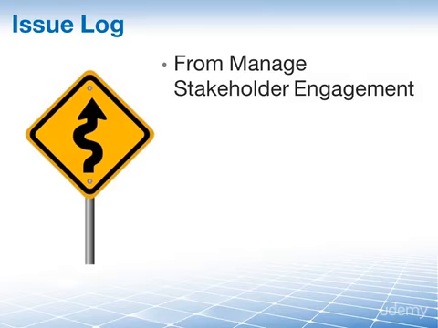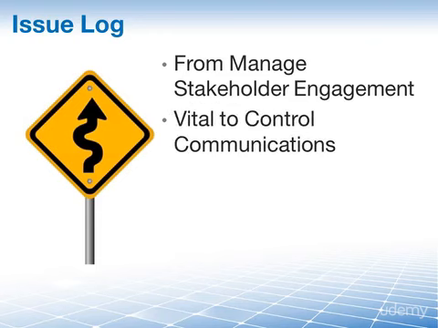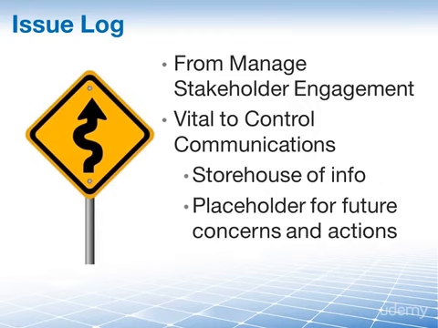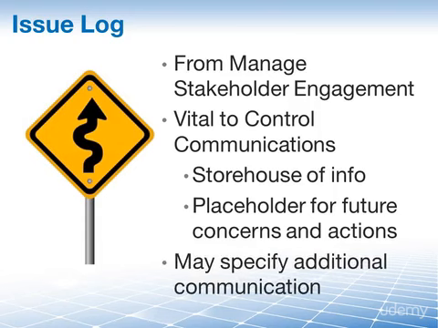The issue log is an output from the Manage Stakeholder Engagement process. The issue log is like a warning sign that you encounter while driving. It warns you to be prepared for what's ahead. It's up to you to pay attention to the information. This resource is a vital input to the control communications process. It's a storehouse of information about what has happened in the project. It's a placeholder for future concerns and actions affecting the project. As part of issue resolution, the issue log may specify additional communication which needs to be delivered at a later date.